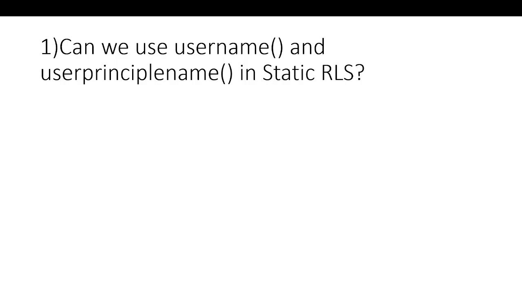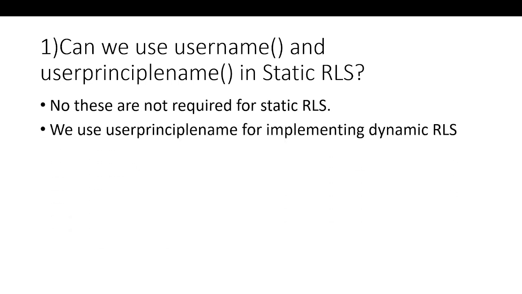Now let's get started. What is the first question? It was, can we use username and user principal name in static RLS? The answer is no, because we know that in static RLS, the number of categories is small. So in that case, we define some rows and we define the static RLS. But in case of many categories, that time we will go for dynamic RLS, and in case of dynamic RLS, we need username and user principal name. So this question can be answered in this way, that for static RLS we do not need these functions. We use these functions in case of dynamic RLS.